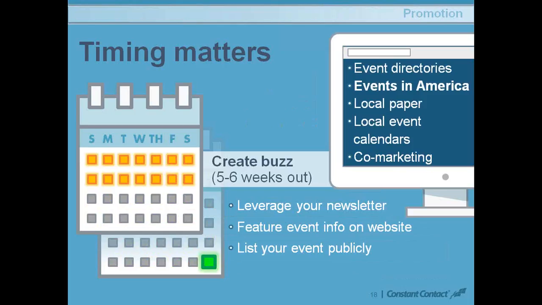So what about the place prospects are looking for events? That is where public listings come in. With online event management systems, you can push your event out automatically to sites like Events in America and social events. And don't stop there. Make sure your local press covers your event as well, whether that's the paper, an event calendar, and co-marketing opportunities with businesses. Whatever the place, just make sure to get your event out there.